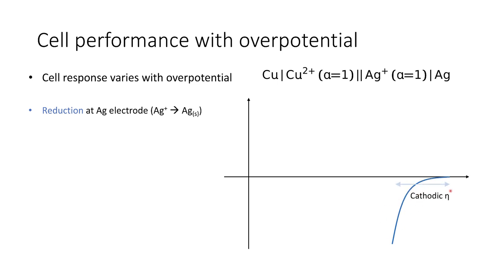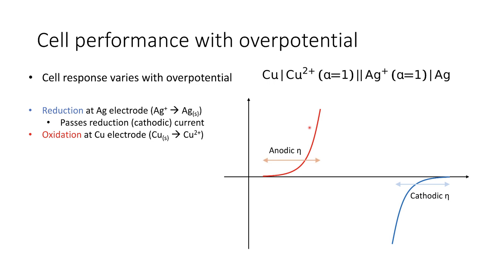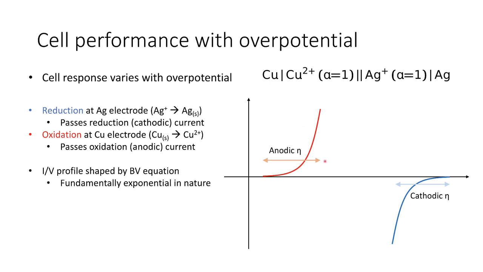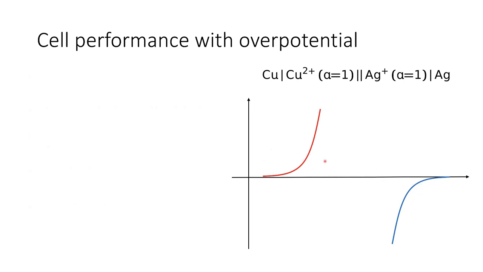So we have the cathodic current, or the reduction current, running for a given cell potential, while we would have oxidation at the copper electrode driving an anodic current. And the overall current we see, if you remember the Butler-Volmer equation that we looked at before, is the sum of the reduction and the oxidation currents. The current-voltage profile is shaped fundamentally by the Butler-Volmer equation, so the shapes of these curves are exponential in nature. But remember, this is a galvanic cell, so the passing of current is spontaneous. It's a spontaneous process as this cell strives to reach equilibrium. So let's now look at what happens in that cell as we allow that cell to pass the current.